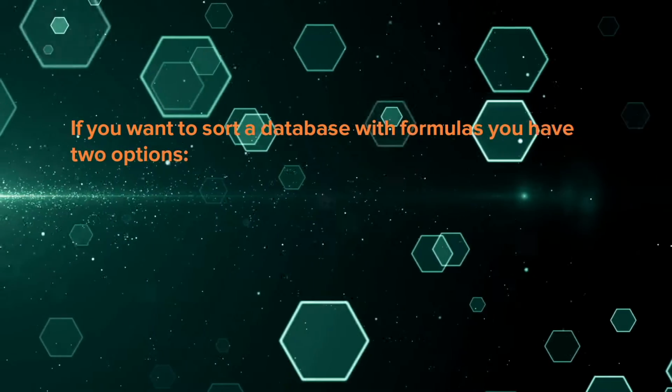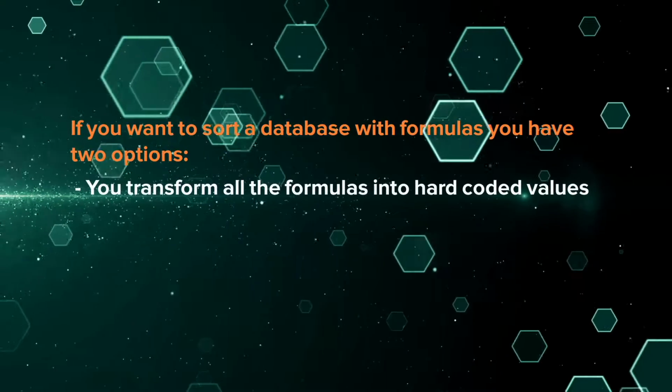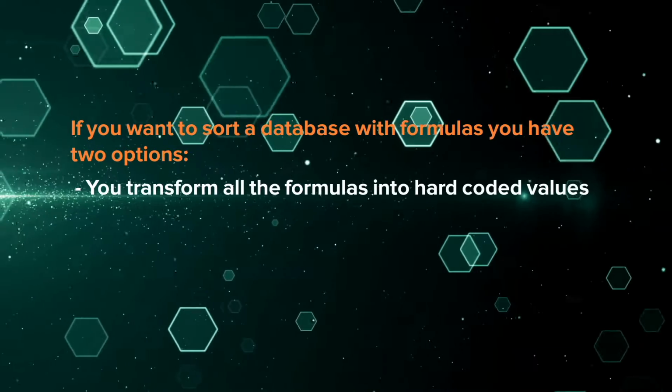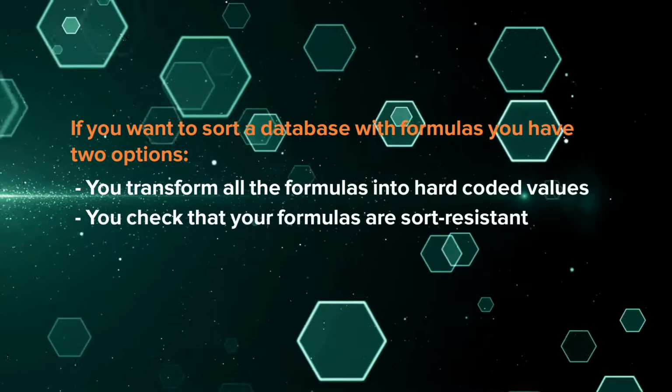In the last video, we saw how to master Excel sorting. As I mentioned, you have to be careful if there are formulas in your database, as changing the order of your rows would result in the formulas pointing to the wrong cells. So, if you want to sort a database with formulas, you have two options. Either you transform all the formulas into hard-coded values, or you carefully check that your formulas are sort resistant. In this video, we'll see how to make your formulas sort resistant.